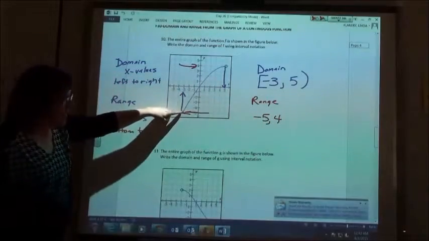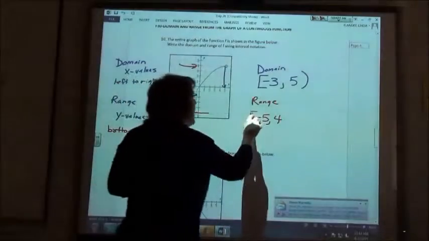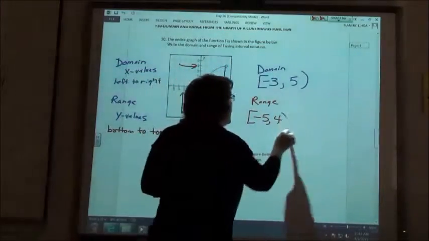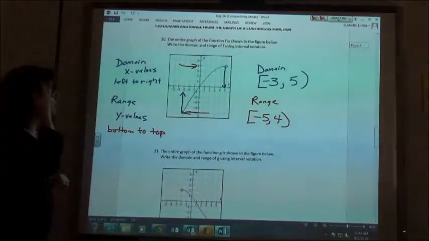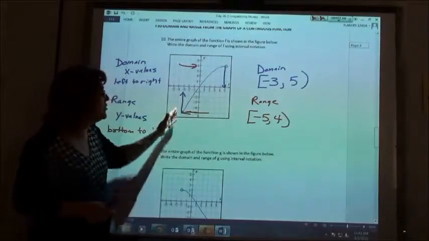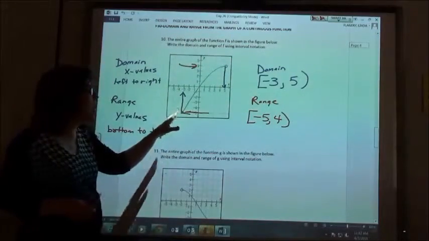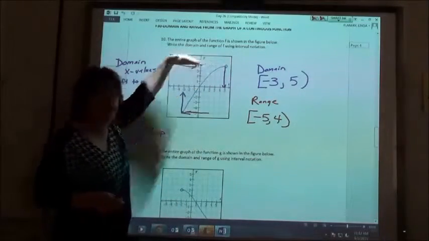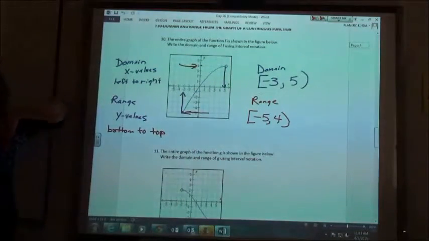Again, this end has a filled in dot. It's going to have the bracket. This end has an open circle. It's going to have a parenthesis. Now when you're doing the domain and the range, the endpoints aren't necessarily going to be your answers. Sometimes you're somewhere in the middle of the graph, so you want to think left to right for the domain, bottom to top for the range, not necessarily the ends.